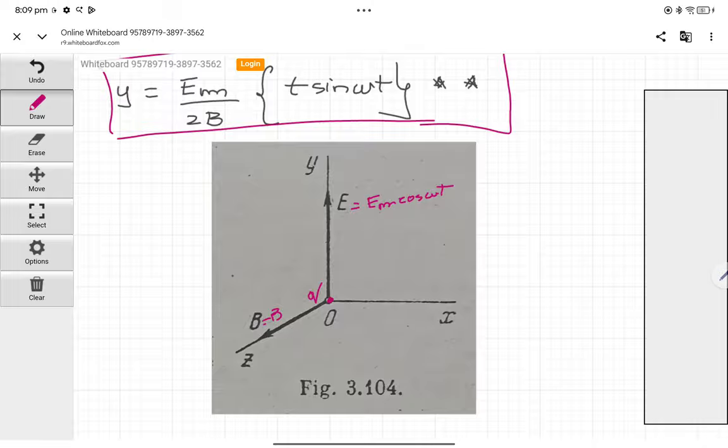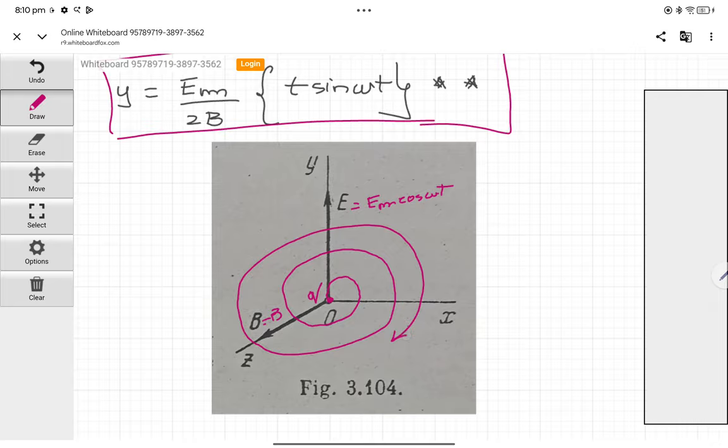Okay, so what your x and y coordinates show you is that you are getting an outward spiral. This is how it looks. This is how it will go. So this is the outward spiral. Remember, this is in the x and y plane. So the motion is only in the x and y plane, and it will be moving outward.